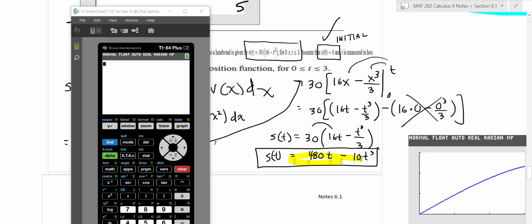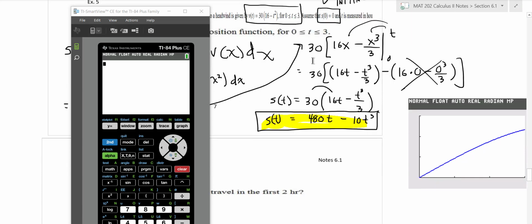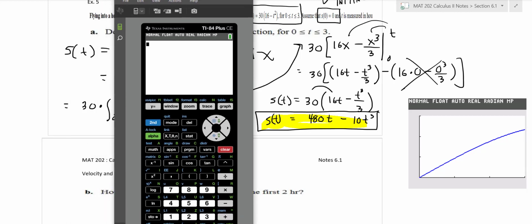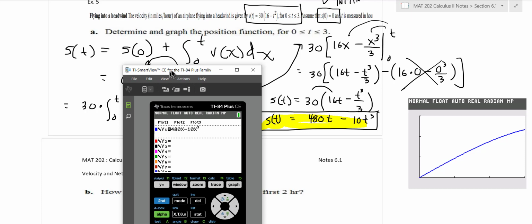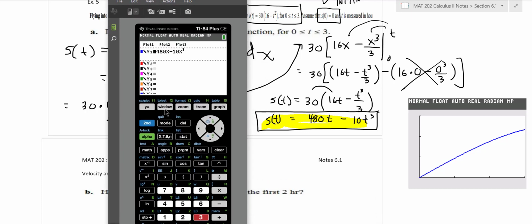Okay, now we're going to graph that on the calculator, just because we're going to do a little bit of work on the next page, a few different things with this particular function. So I'm going to go ahead and put this in: 480 times x minus 10x to the third. If you read the problem, it said we're interested in the interval 0 to 3, so the x is going to go 0 to 3. So the window, we're going to go 0 to 3.